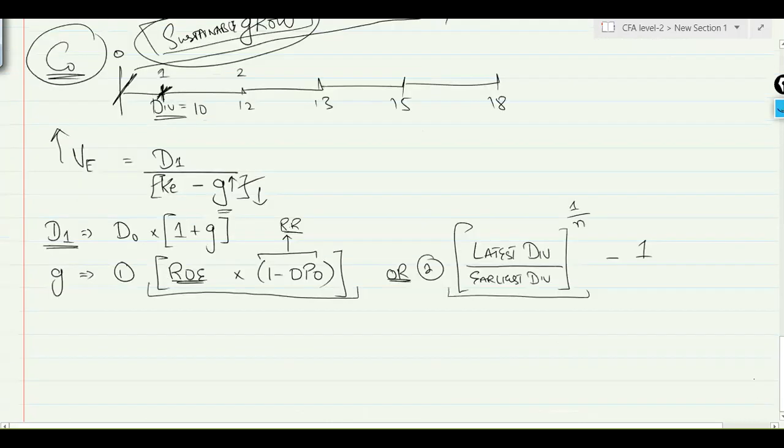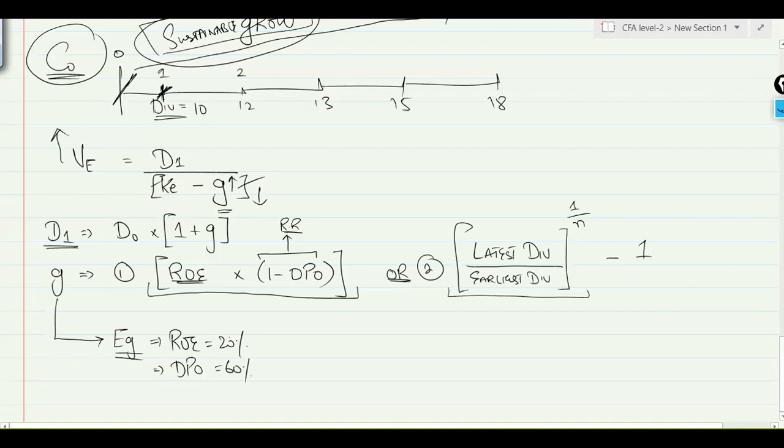Let's do it in a very small example. I'm taking an example on growth rate, using the first formula right now. You have been given the return on equity of 20%. You have also been given the dividend payout ratio of 60%.